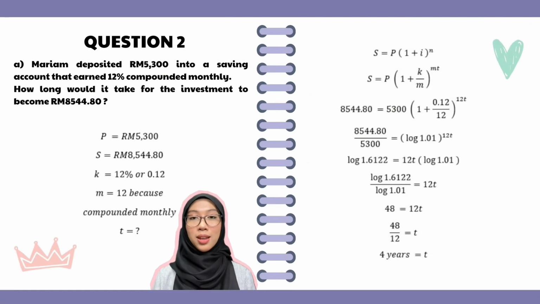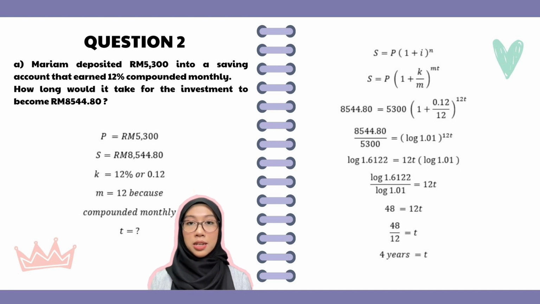Question 2a. Mariam deposited RM5,300 into a savings account that earned 12% compounded monthly. How long would it take for the investment to become RM8,544.80? In this question, P is RM5,300 and S is RM8,544.80. To find i, k is divided by m. k is 12% or 0.12 and m is 12 because it is compounded monthly, and we need to find t, the period of the investment.